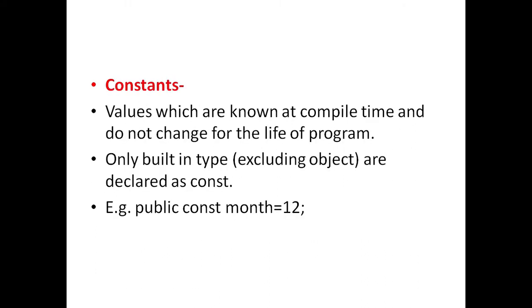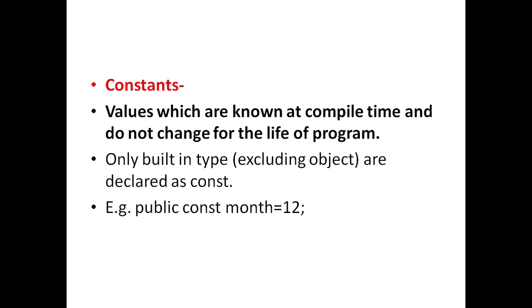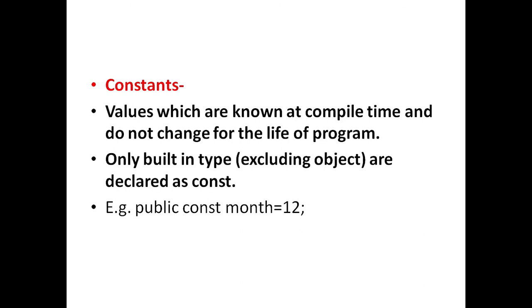Next is constants. Constants are values which are known at compile time and do not change for the life of a program. Only built-in types, excluding objects, are declared as constants. For example, public const month equal to 12, where month is a constant variable which has value 12 and which is public.